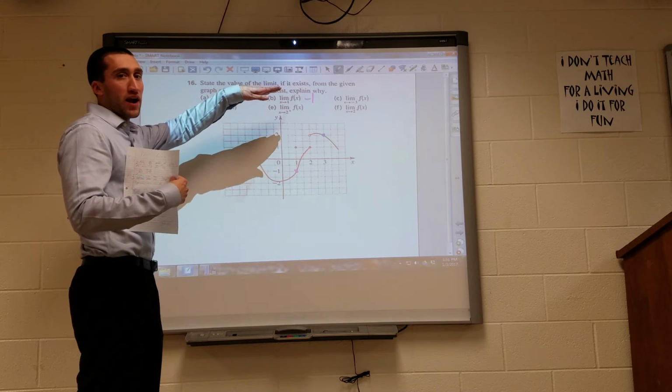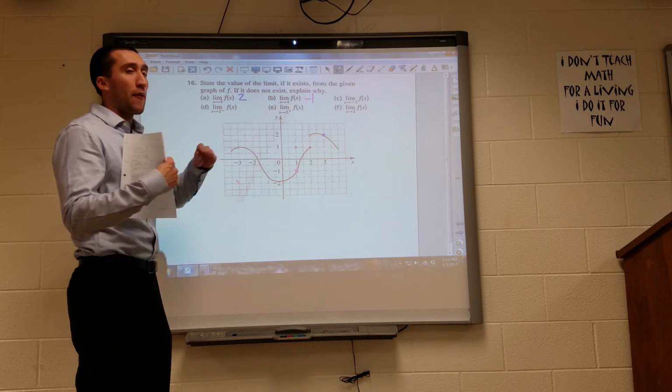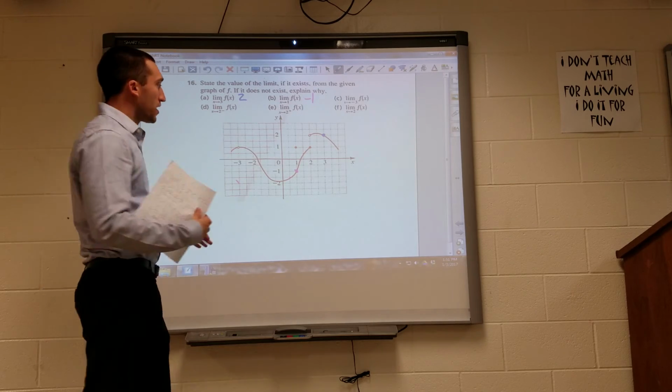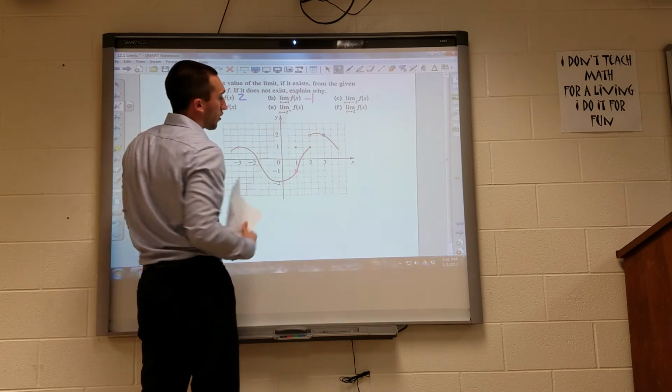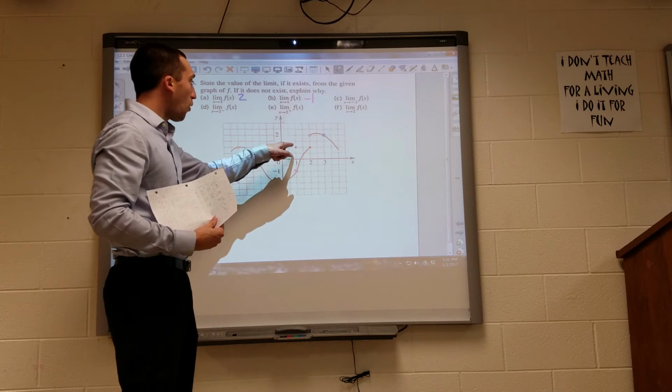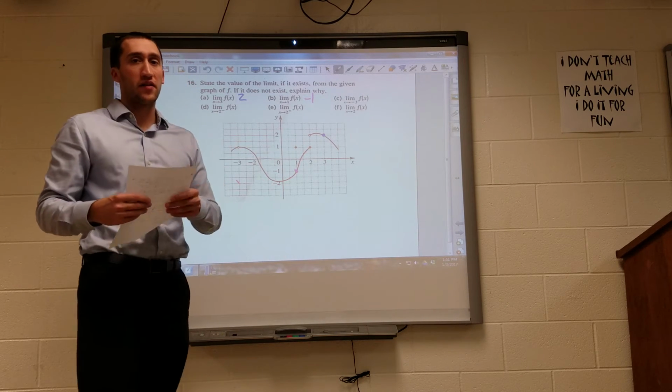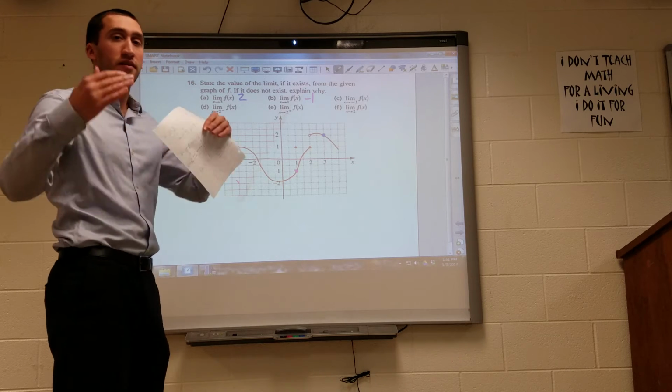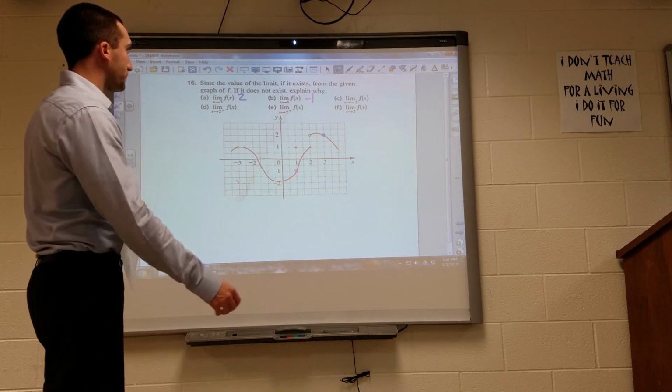I'm not worried about what the graph is equal to at 1. I want to know what my graph is approaching. And the positive and negative side are approaching negative 1, even though the point when x equals 1 is at a positive 1. The limit is approaching negative 1.